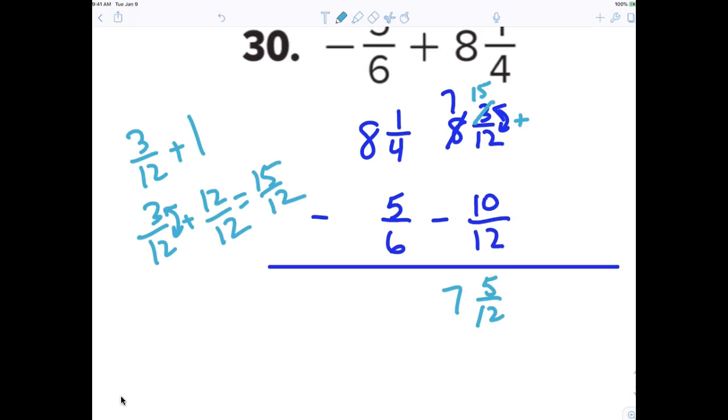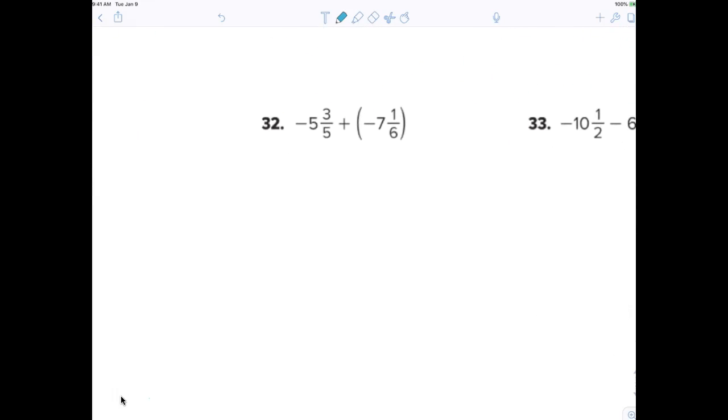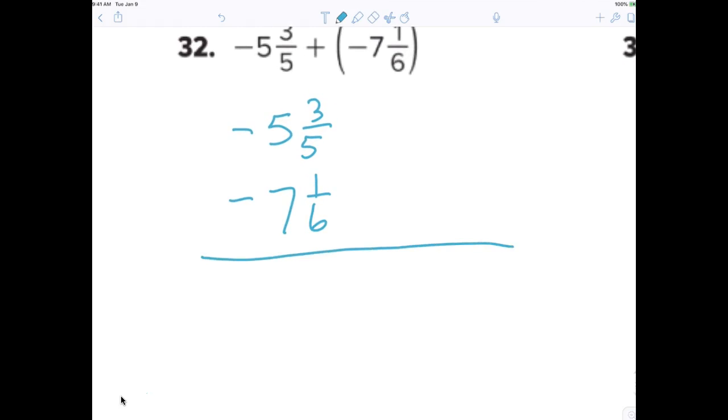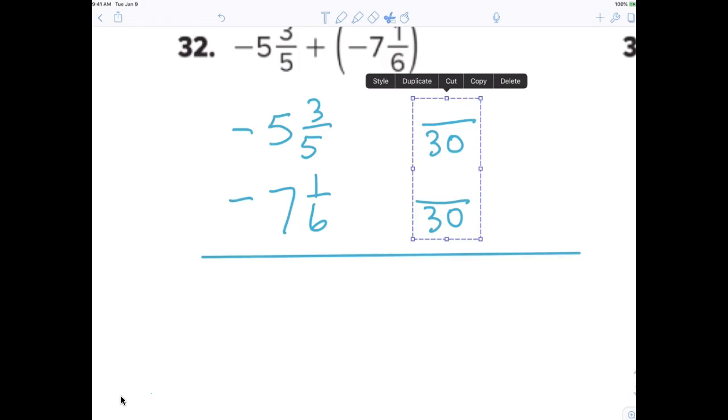All right, Tucker, let's go. Let's knock one out here. 32. Am I adding these or am I subtracting these? You are going to be adding them. Adding, thank you. All right, so you have 5 and 3/5, and then 7 and 1/6. So the common denominator is going to be 30. So the top one is 5 and 18 over 30.